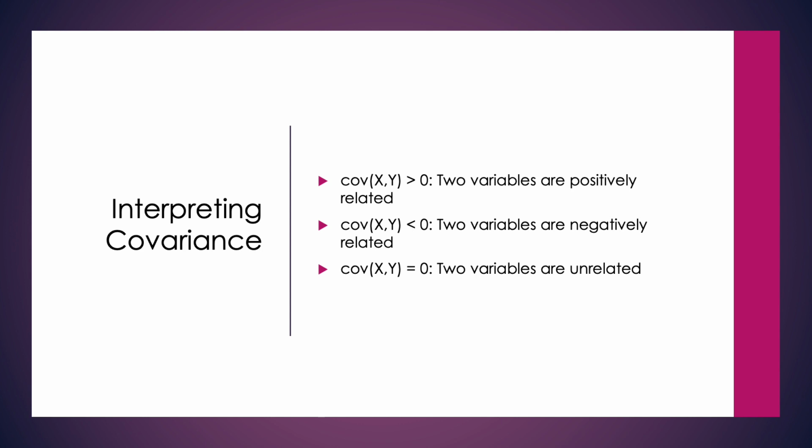If the covariance is less than 0, so if you have a negative value, this means that the two variables are negatively related. Now, take note that this doesn't mean that the variables just decrease at the same time. What negative relation refers to is that the variables move in opposite directions. As one goes up, the other goes down. Finally, if our covariance of x and y is 0, it means that the two variables are unrelated. There is no covariance.